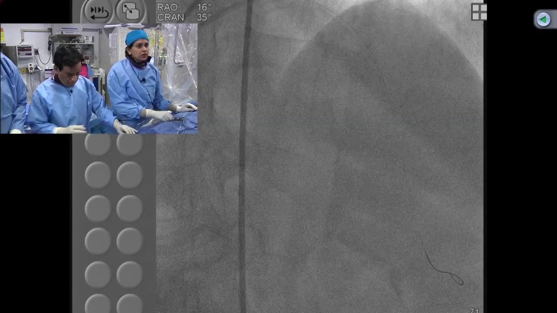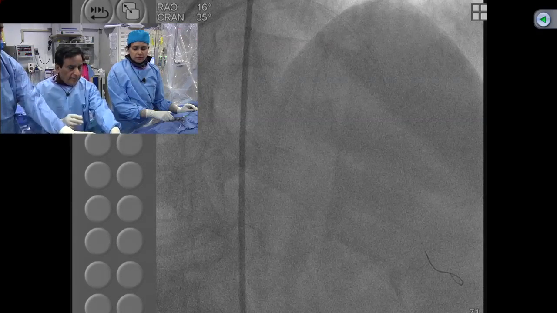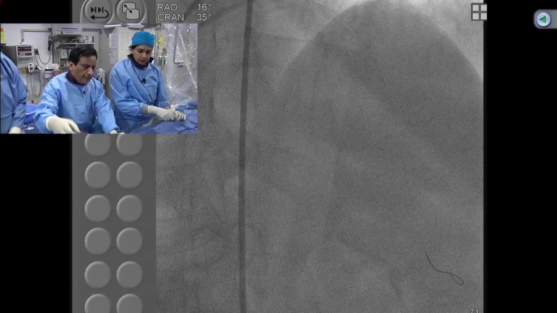You want to take a picture? Decide on the stent length. Okay, you want to give a little verapamil first? Okay, wait, then I have to take this out. No, that's fine, that's fine.